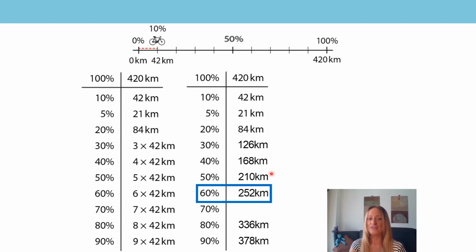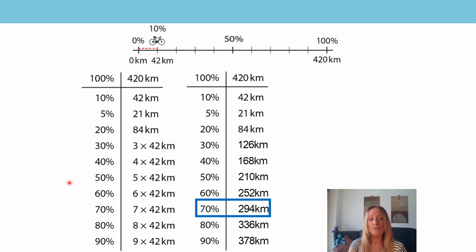So I would get 252. And that just leaves 70% to find. Find it any way you like. Find 70% any way you like. How have you found it? Did you do 50% and 20%? Excellent. And if you did, you would have got 294. But some of you might have done 100% subtract 30%, and that would get you the same value.